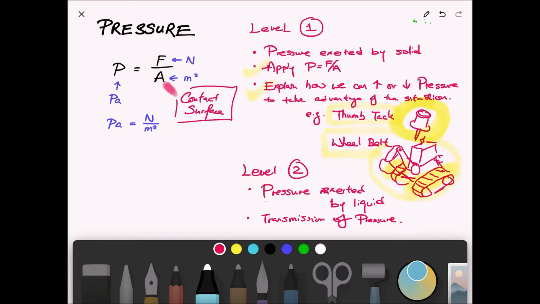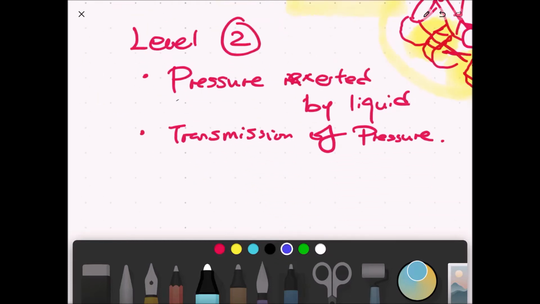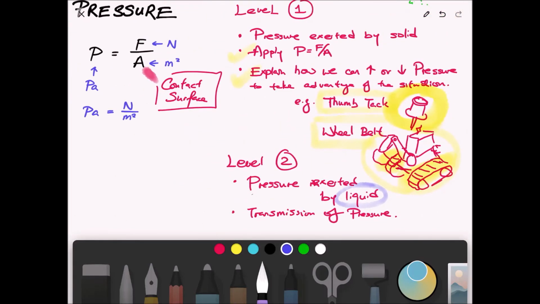Now we are going to move on to the level 2 kind of question when you are in secondary 3, and that is pressure exerted by liquid. The difference between solid and liquid is that your liquid can flow, and because of that you can use liquid to transmit pressure. Now what do I mean by that?